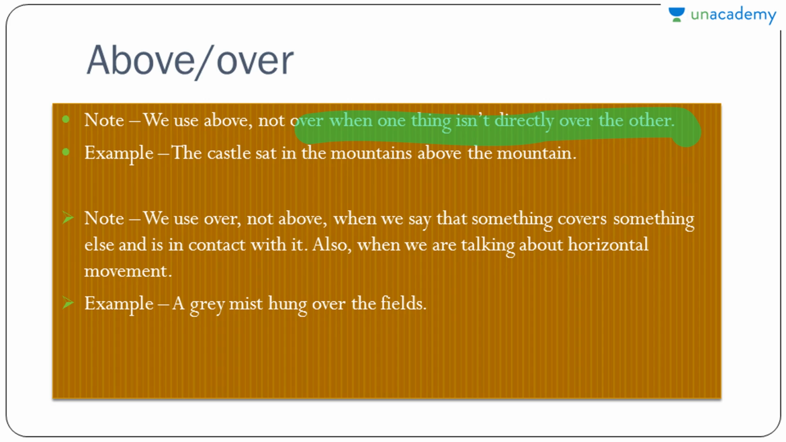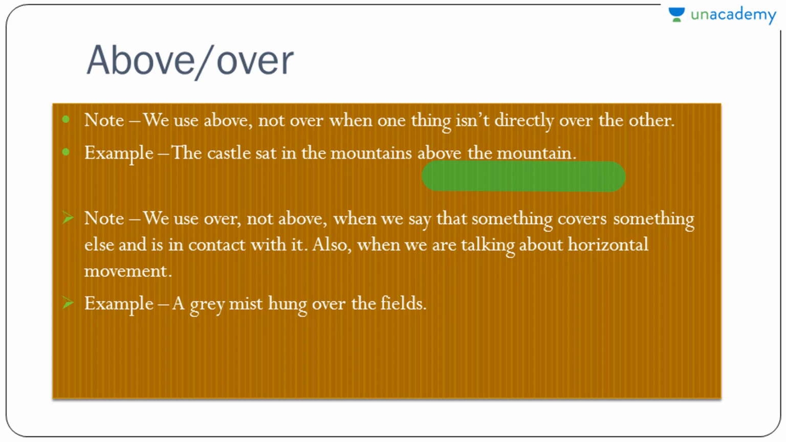So let's see the example. The castle sat in the mountains above the mountain. So the castle is not exactly over the mountain. It is built on the mountain top, but there are mountains below. So in order to convey the meaning, we are not going to say the castle sat over the mountain. We are going to use above the mountains, and that is one example.